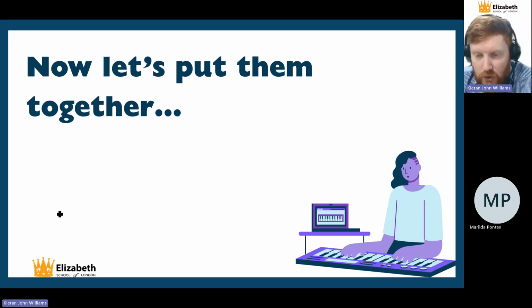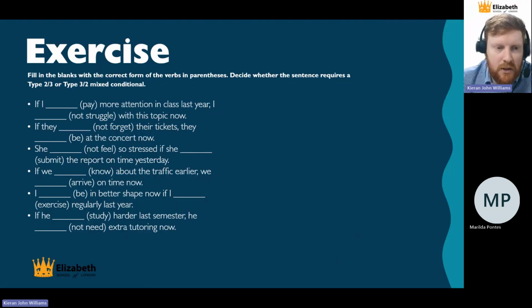All right, so we've learned about type A, we've learned about type B, so let's now try to put them together. Okay, so we're going to have an activity where we just need to find the difference between type A and type B. We're going to finish these sentences with either type second and third conditional or type third and second conditional.